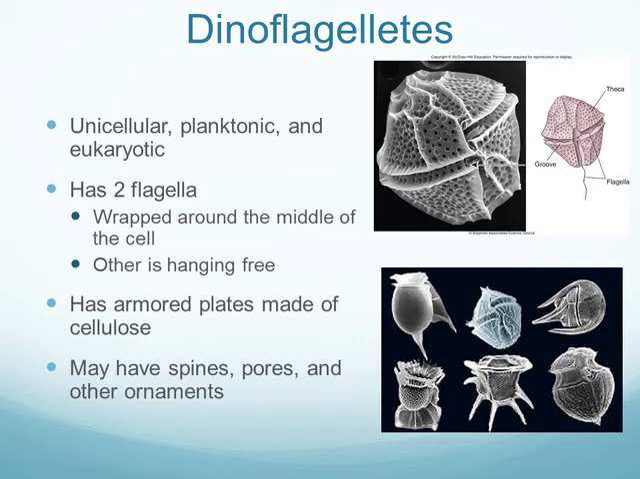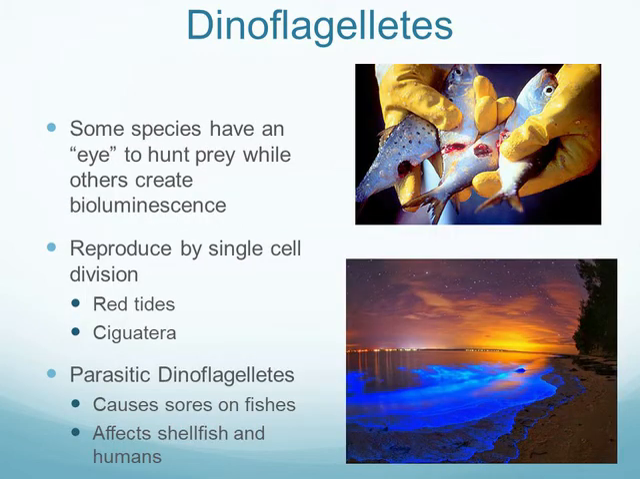Dinoflagellates have armored plates made from cellulose, so that is a type of carbohydrate that protects them, and they tend to have a lot of spines, pores, and other ornaments to help them stay afloat. So those pores allow the exchange of water and nutrients within their body. Dinoflagellates can be harmful not only to humans but also to the organisms within the ocean.